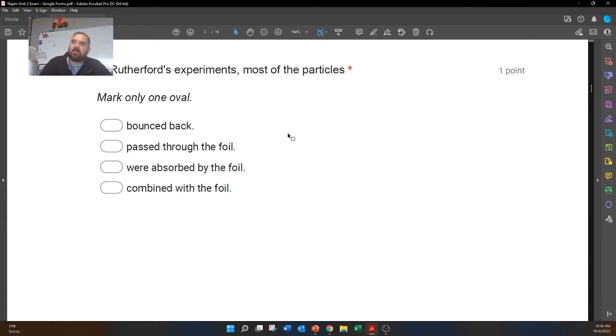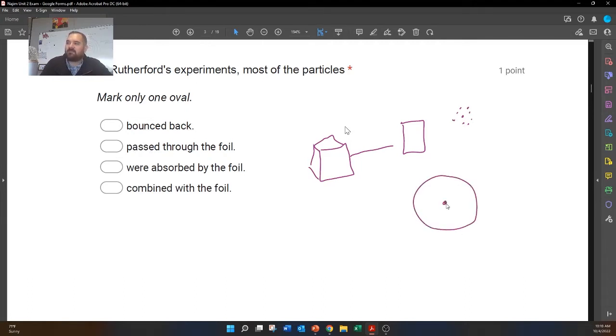In Rutherford's experiment, most of the particles did what? So Rutherford's experiment was the one with the lead box. And in the lead box, he had a radioactive material that was shooting out into a sheet of gold foil. And he found that most of the particles went right through. And what he discovered in that was that all the mass of an atom is going to be in the densely packed nucleus.